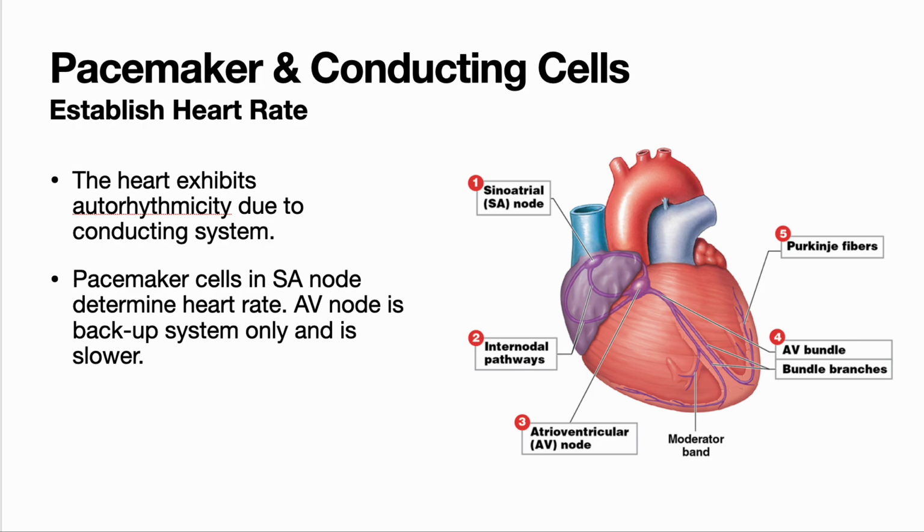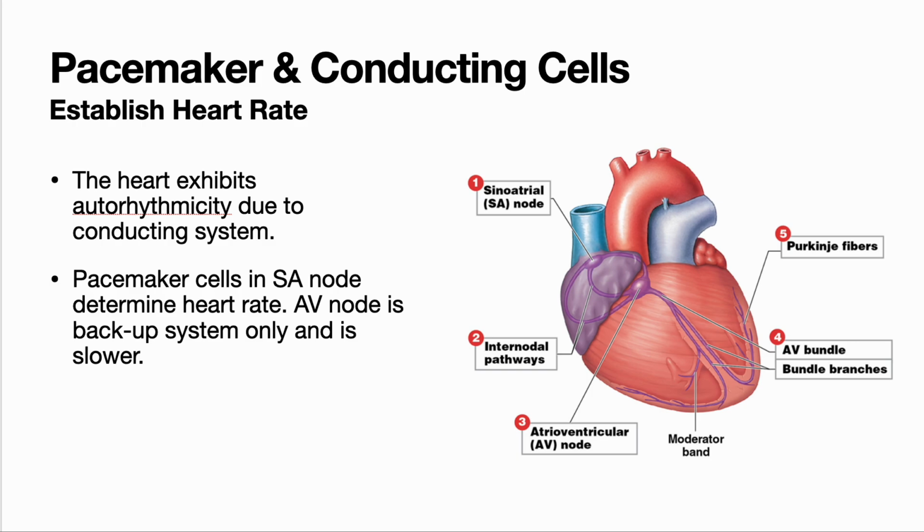The SA node is located on the right atrium and it is connected via internodal pathways to the AV node. So when the SA node depolarizes, that message will be communicated via the internodal pathways to the AV node.